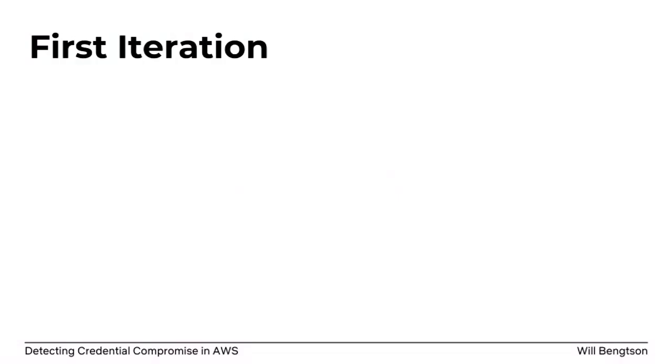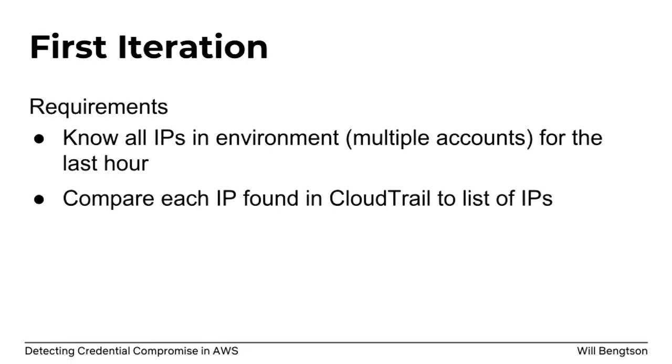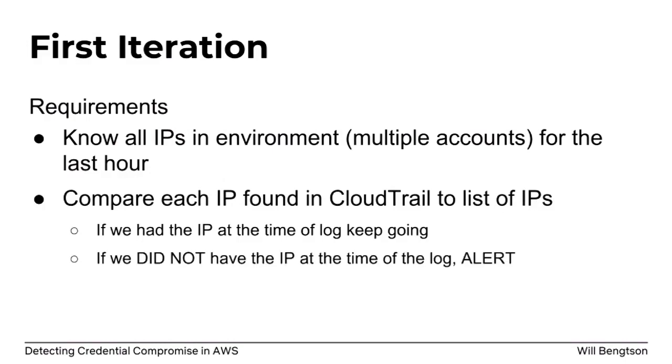I first tried to tackle this problem a while back, and I went off to try to define some requirements. Those requirements were, I need to know all IPs in our environment at all times for the last hour at least. That way, when I actually get the CloudTrail data, I can do this sliding window kind of analysis and ask the question, did we have this IP for this event in CloudTrail? If we did, no big deal, we continue on. If we didn't, then it's something we might flag, right? It might be a compromise, it might just be a misuse of credentials by an employee, but something we should dig in deeper on.